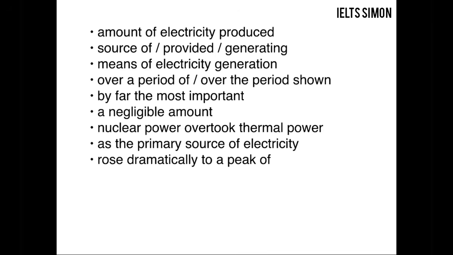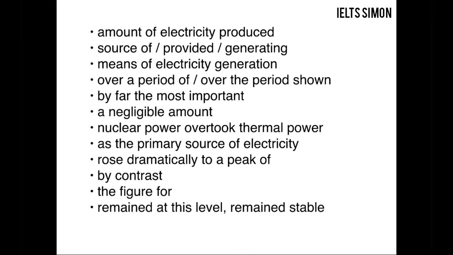Rose dramatically to a peak of. When you're describing lines on a graph, you're going to use this increase and decrease language. By contrast, we did some comparing. The figure for, instead of always saying the amount of electricity produced repeated many times, you can just say the figure for nuclear power or the figure for thermal power. Remained at this level, remained stable. That was another description of the trend.